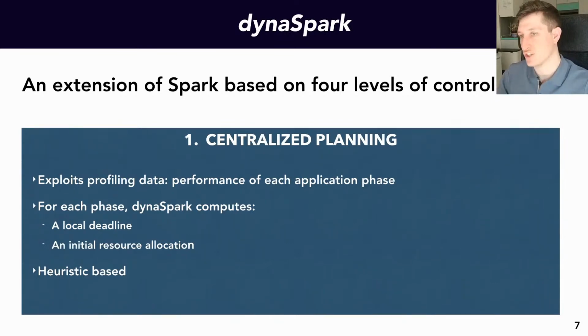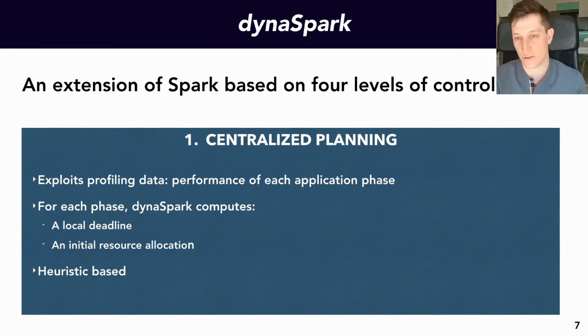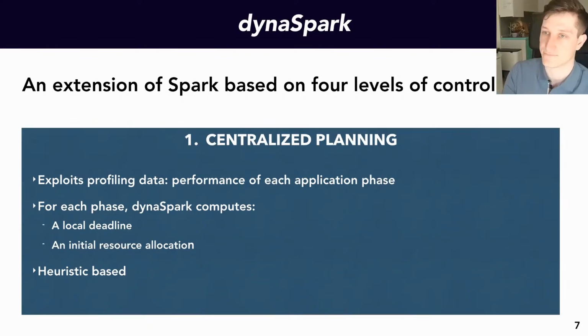A Spark application is executed in phases as in MapReduce. In MapReduce, you have only 2 phases. In Spark, you can have many. So for each phase, when an application is submitted, dynaSpark computes a local deadline. Given a deadline, we compute a local deadline for a single phase and an initial resource allocation. And we do this using a heuristic, a custom heuristic.